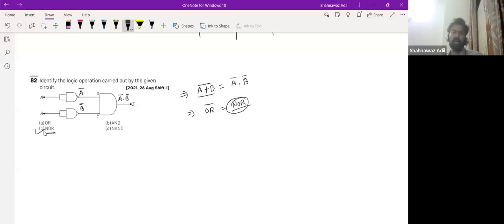I hope that you guys get, inshallah, one logic gate and then one different formula. Then the rest of the things are easy. Okay, so let's talk about the next one.